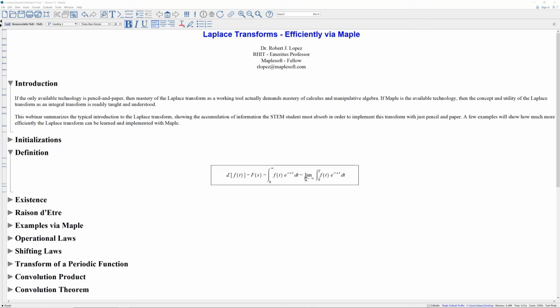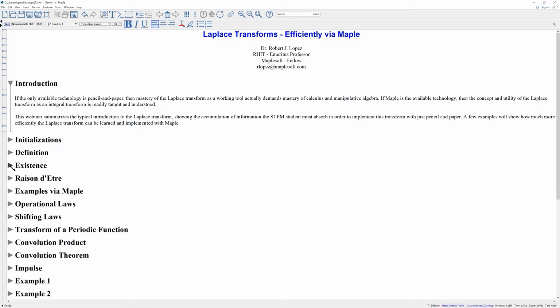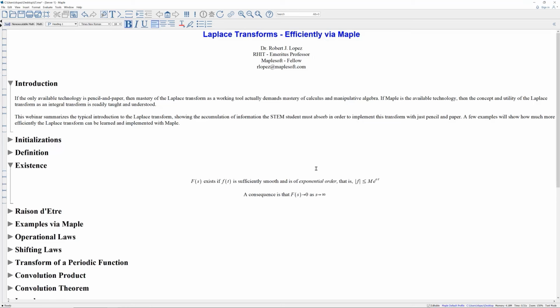So since this integral has to exist in order for the Laplace transform to exist, we have a criteria. We say f is integrable, sufficiently smooth if you're talking about a Riemann integral, and of exponential order, that is, it's bounded by a multiple of an exponential. And as a consequence of this condition, a Laplace transform goes to 0 as s goes to infinity. So this is the mark of a valid transform. It goes to 0 as s goes to infinity.